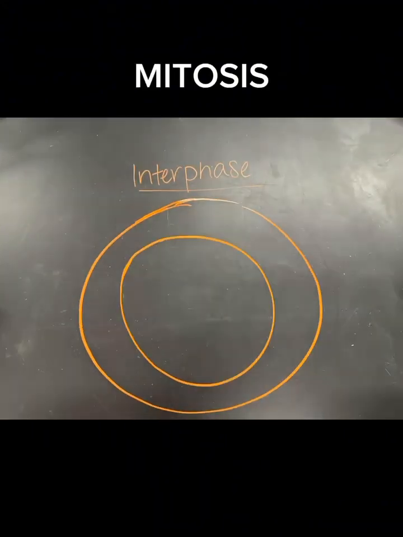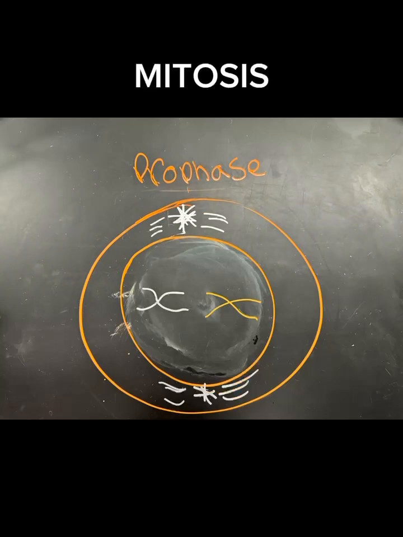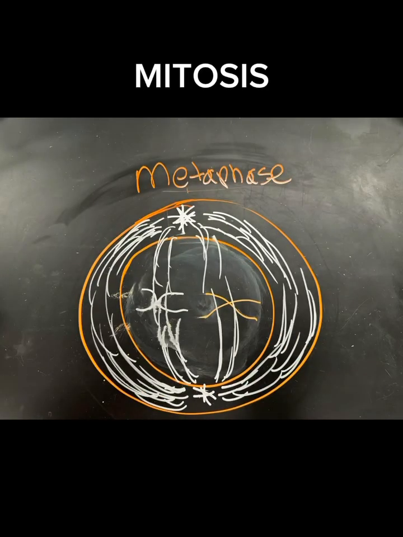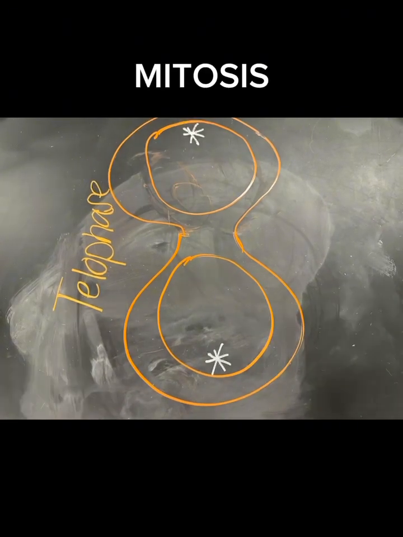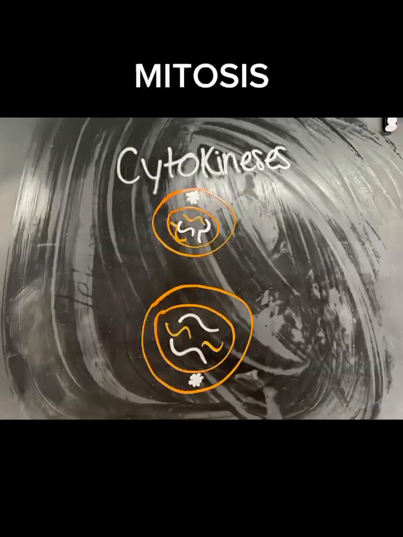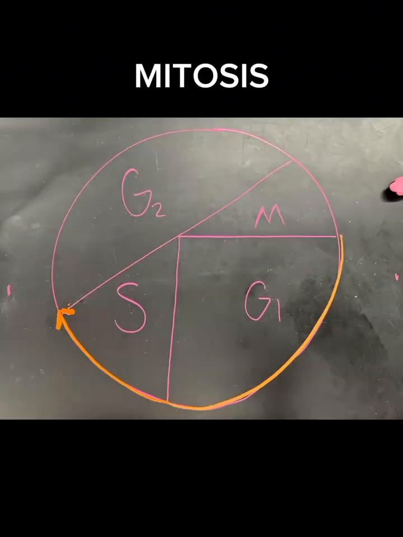Mitosis is a process of cell division that ensures equal distribution of genetic material into two daughter cells, occurring after interphase, which includes G1, S, and G2. Mitosis itself begins with prophase, where chromosomes condense, the nuclear envelope breaks down, and the spindle forms. In metaphase, chromosomes align at the metaphase plate.